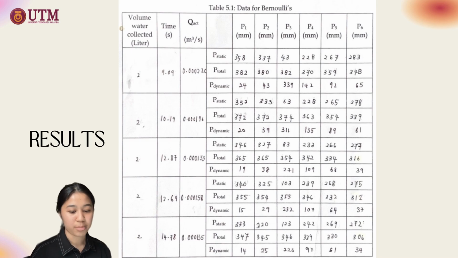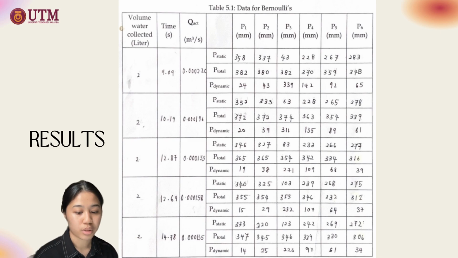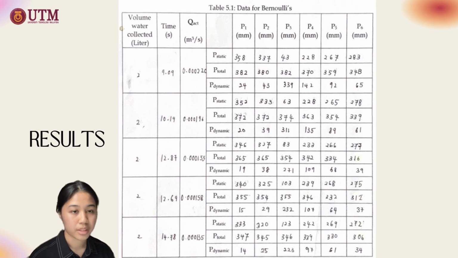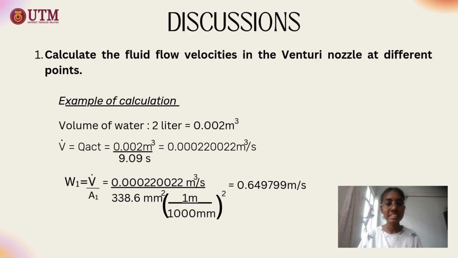This is the result for our experiment. So we collected 2 liters of water, and then we record the time. So we obtain Q actual by dividing volume of the water with time, and we record P static and P total, and P dynamic by subtracting P static from P total. Next, we will see discussions.